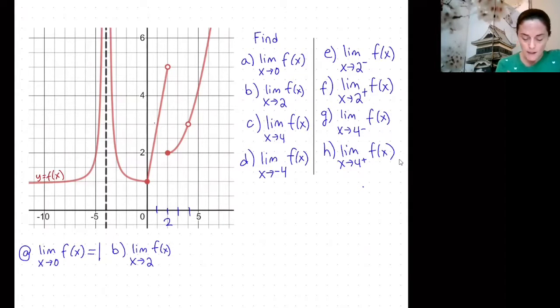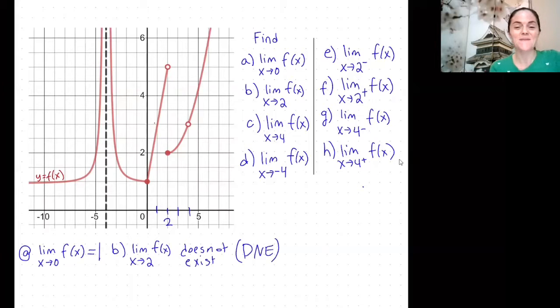So this one does not exist, or what you will commonly see written is DNE. Okay, so b, the limit as x approaches 2, does not exist. Let's move on.